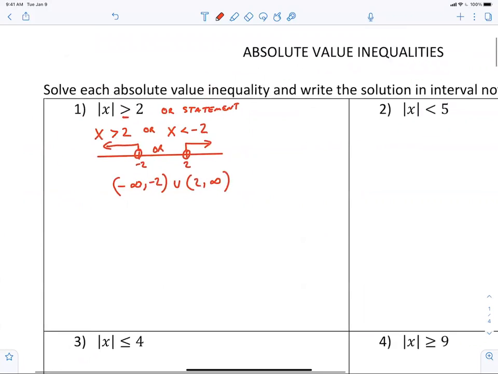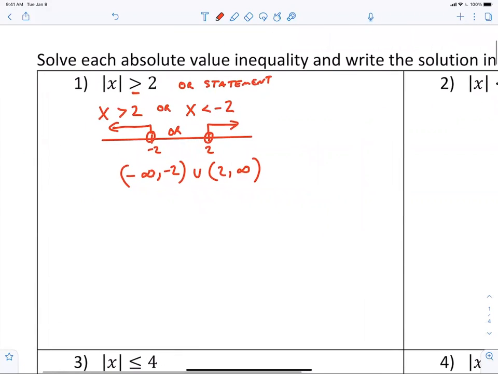Why would you put -2 on the left side? -2 comes before 2. That's what we're talking about.